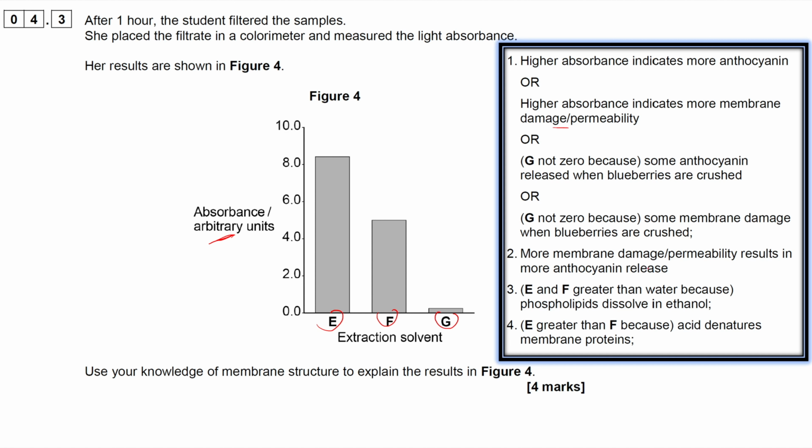Number 2, more membrane damage or permeability results in more anthocyanin release. Obviously, if there's more damage, that will release more anthocyanin. Number 3, E and F are greater than water because phospholipids dissolve in ethanol. Both E and F have ethanol, so the phospholipids will dissolve more in E and F. And then E is greater than F because it has acid as well, and acid denatures membrane proteins.